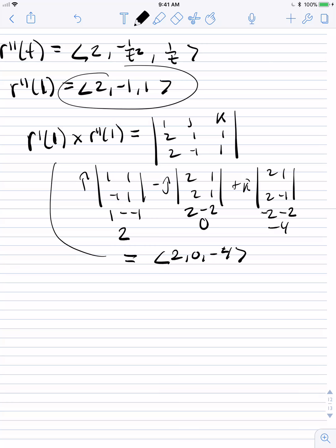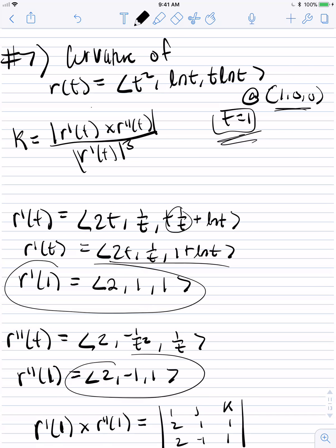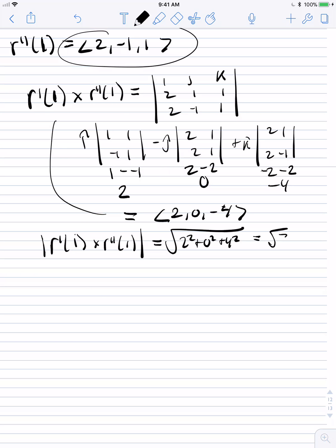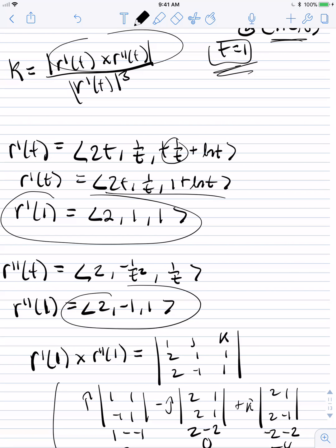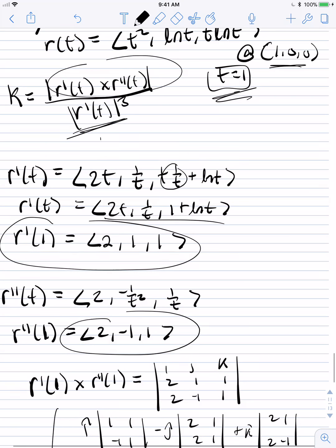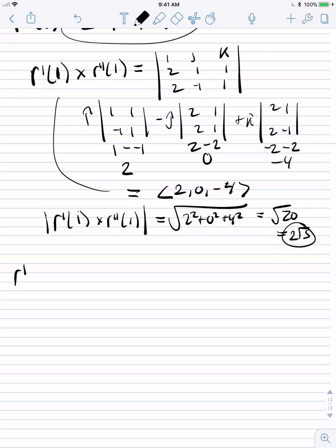But we want the magnitude, right? Because our equation asks for the magnitude. So the magnitude of r prime of 1 cross r double prime of 1 would be equal to the square root of 2 squared plus 0 squared plus 4 squared. Which if we do that, we get root 20, which also simplifies to 2 root 5. So that is the top half of our equation. Now we need this bottom half. So we have r prime of 1 right here, but we want to cube it, and we also need the magnitude.